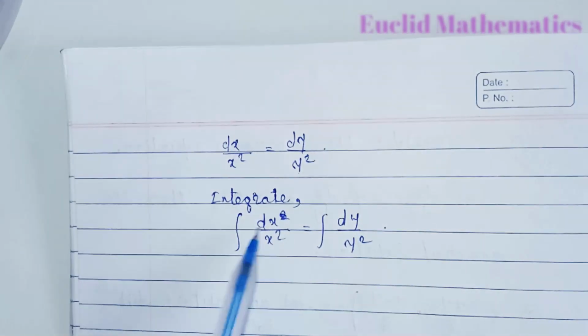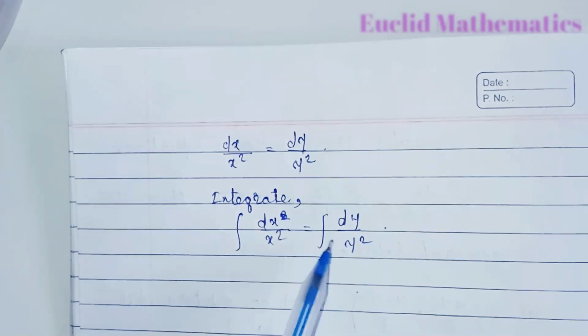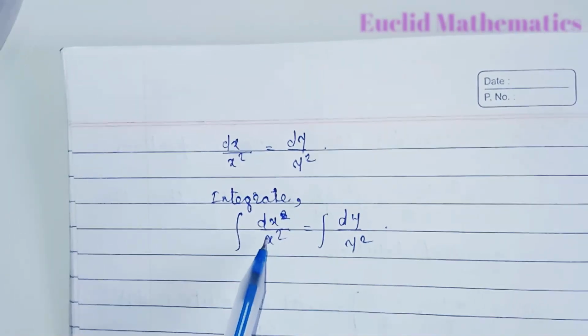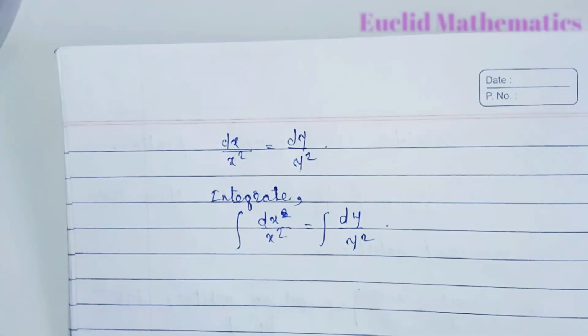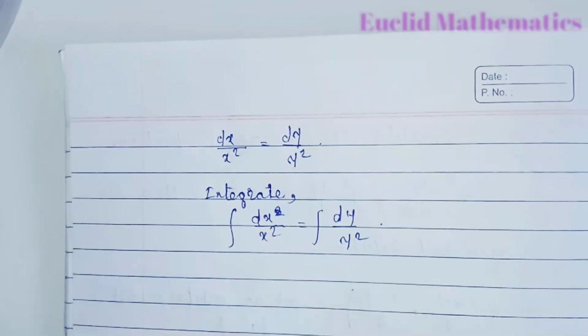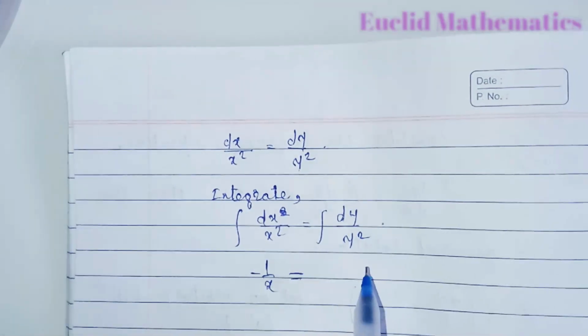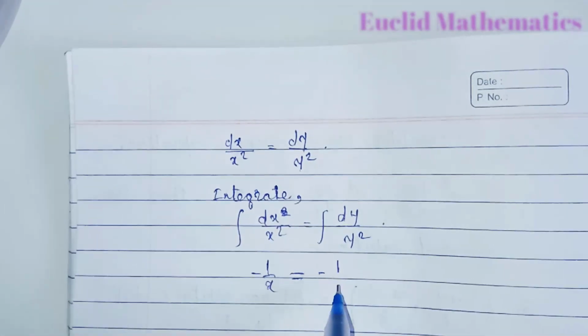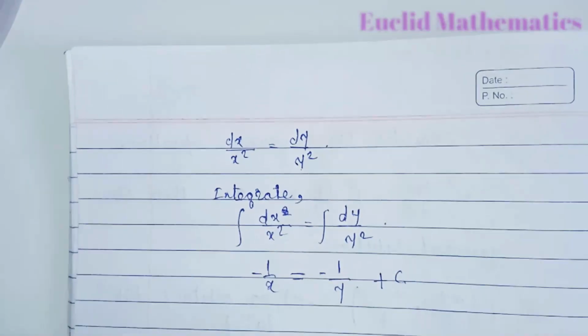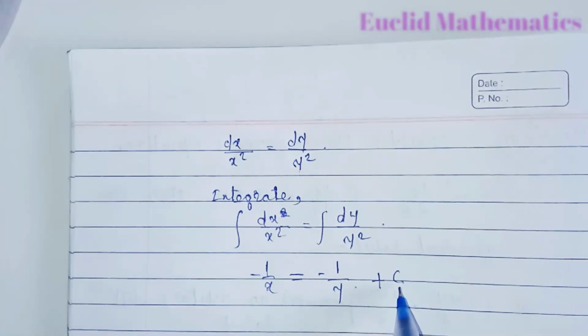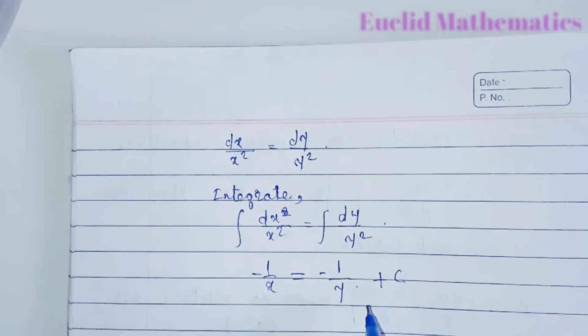Okay, so I integrate here: the integration of dx by x square is equal to the integration of dy by y square, and we find their integrals. So the integration of dx by x square is minus 1 upon x, and the integration of dy by y square is minus 1 upon y, plus constant c. Okay, now let's take it to the other side and find the value for c.